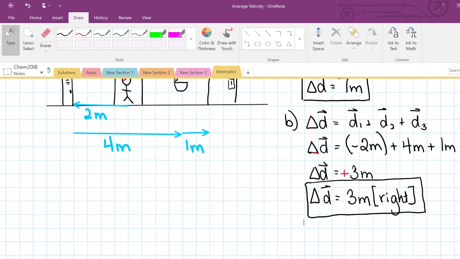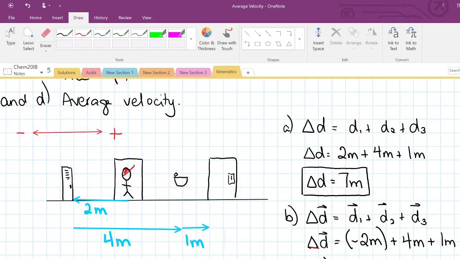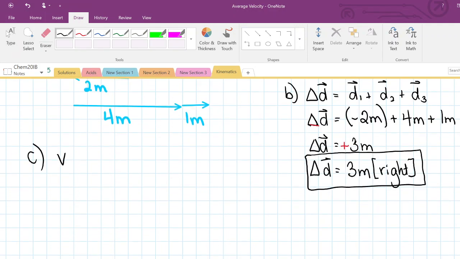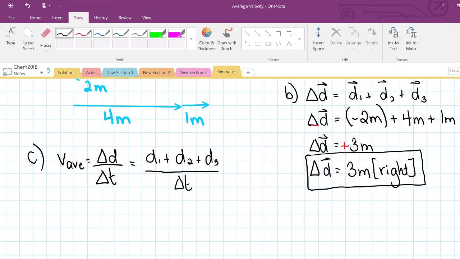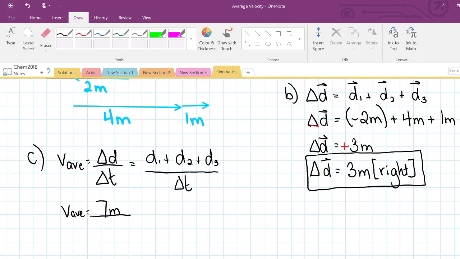The third question, and I'll do this one over here, was, what is Nick's average speed if he took 5 minutes to make the trip? Remember that average speed is our total distance over our total time, and that's the same as our distance 1 plus distance 2 plus distance 3 over our total time. So our V average is 7 meters, and Nick took a total of 5 minutes to make that trip.